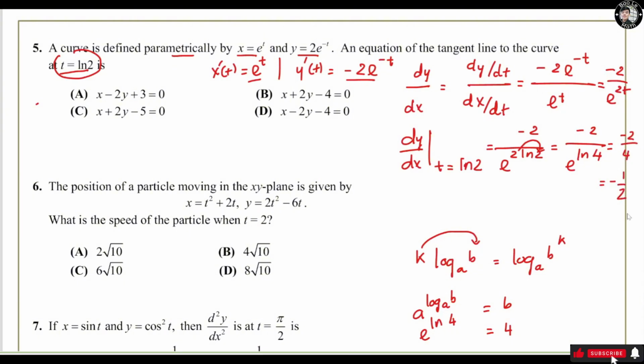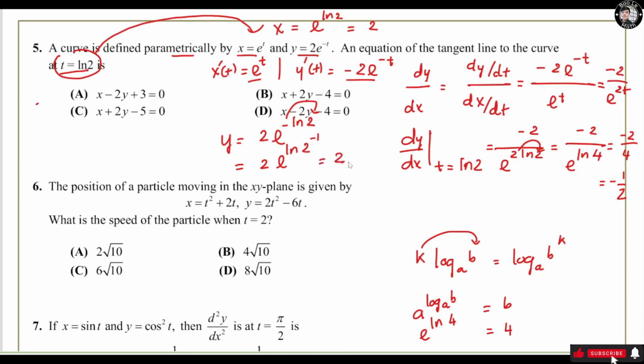Now I need to find the ordered pair, right? I'm going to substitute ln 2 for t into these two guys right here to find x and y, right? So I have x equals e to the ln 2, right? So it could be 2, right? Now y equals 2 times e to the negative ln 2. So it could be 2 times e to the ln of 2 to the power of negative 1, right?